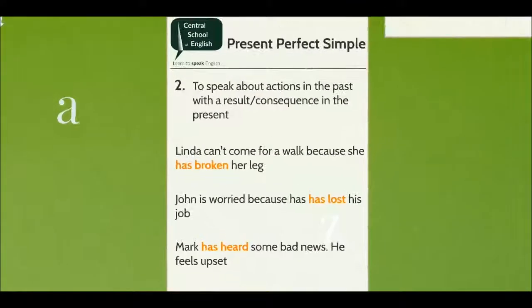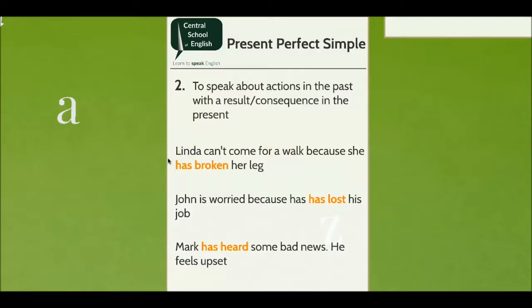We also use the present perfect tense to speak about actions in the past that have a result or consequence in the present. For example, Linda can't come for a walk because she has broken her leg.